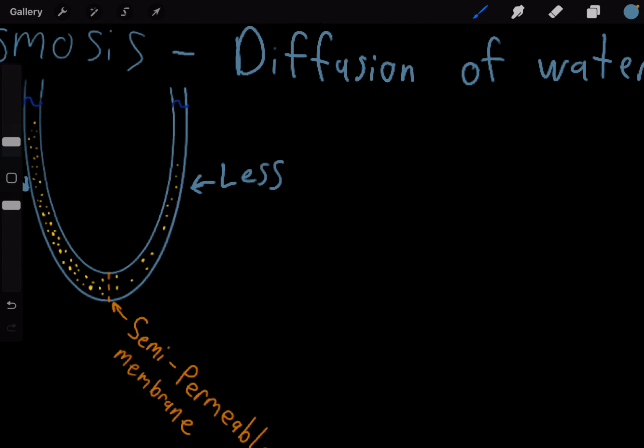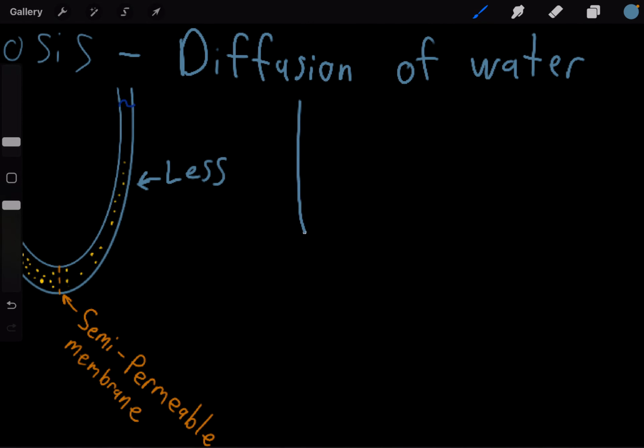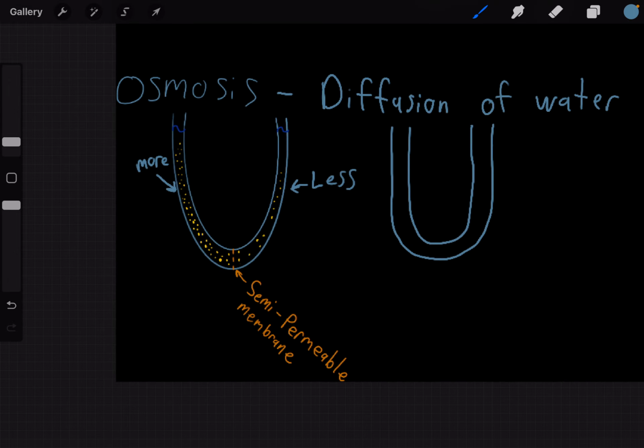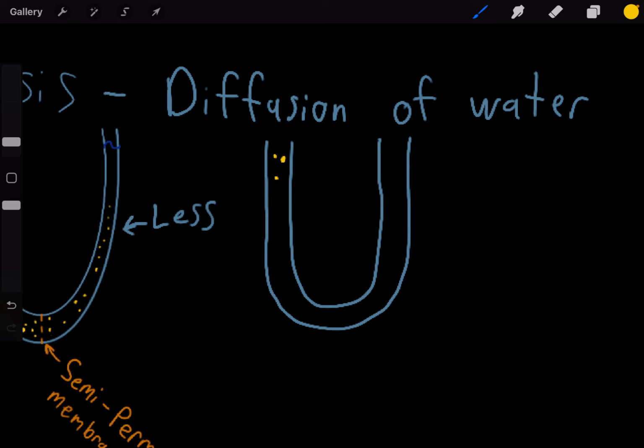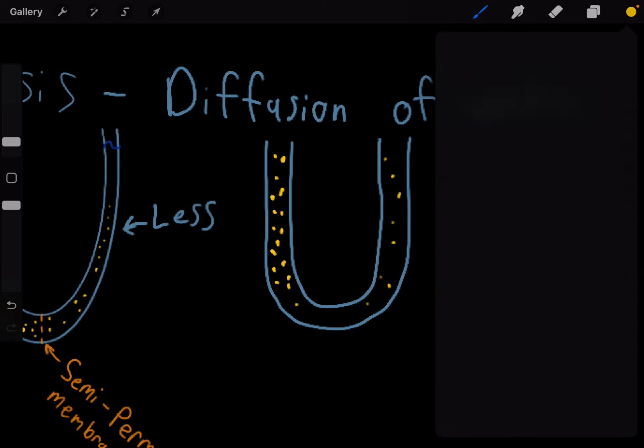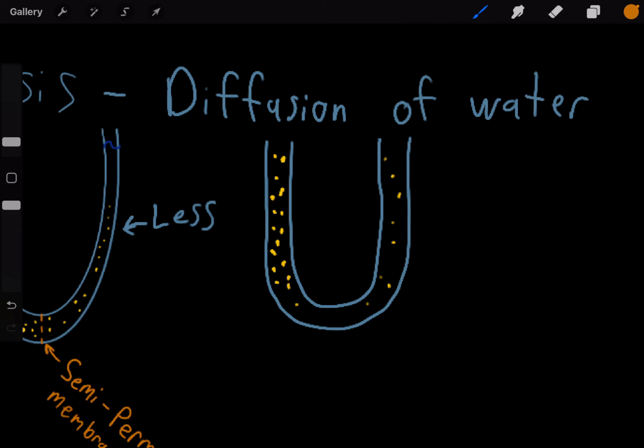So what would happen? What would happen again if we kept our solutes high on this side and a little lower on this side? We still had our membrane.